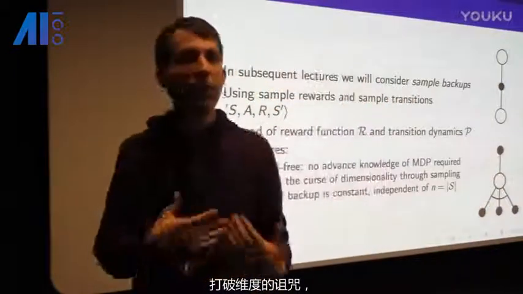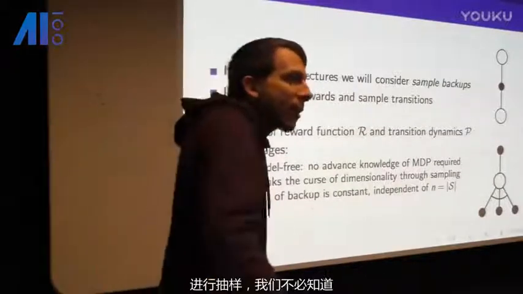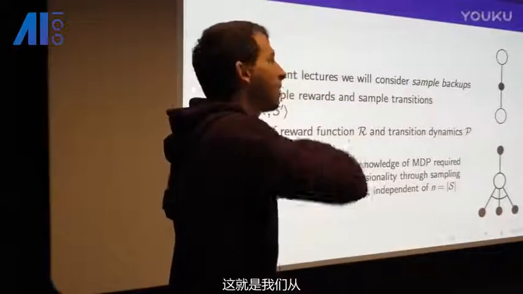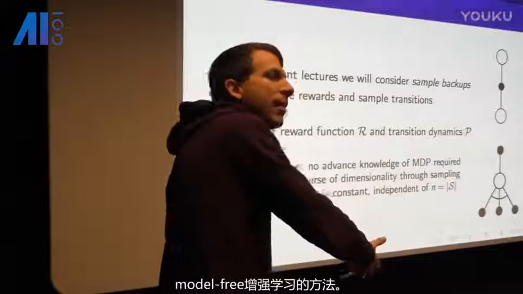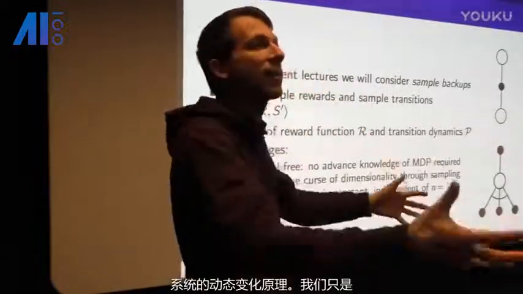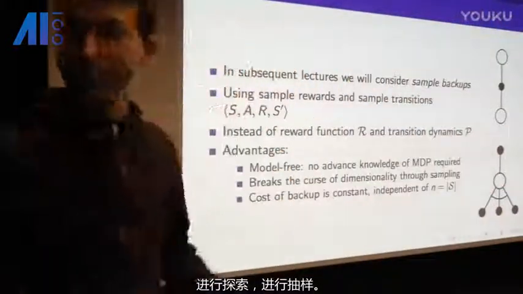It's going to break the curse of dimensionality through sampling, but also, because we're sampling the dynamics of the environment, we don't need to know the model of the environment. So this is how we convert from these dynamic programming methods to model-free reinforcement learning methods, where instead of someone telling us the dynamics, we just sample from them, we see what happens.